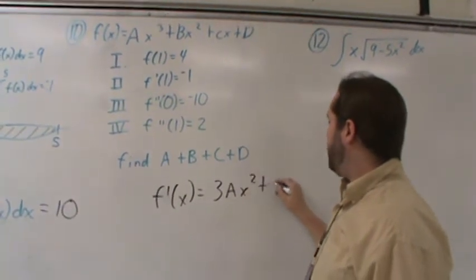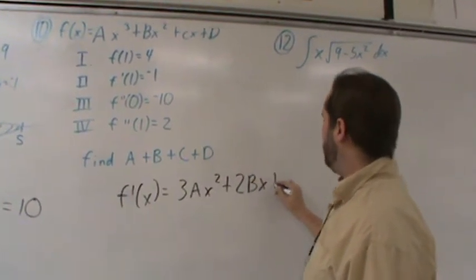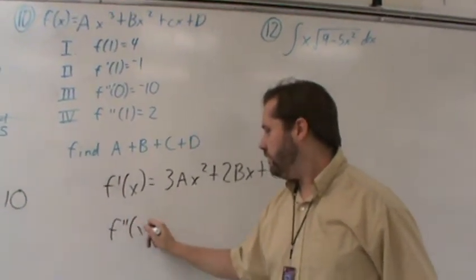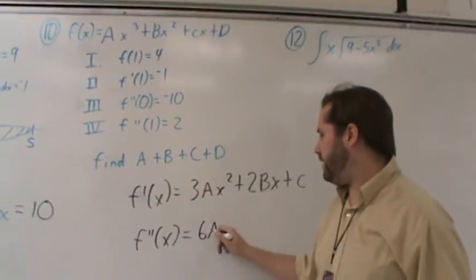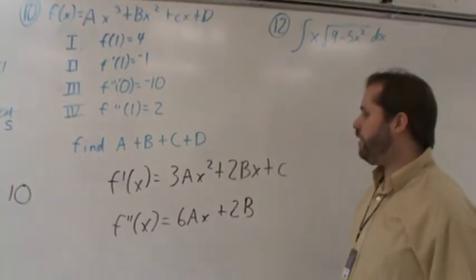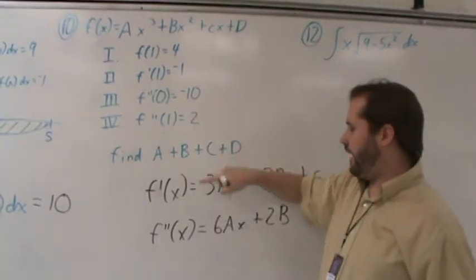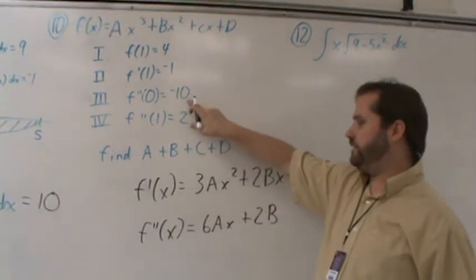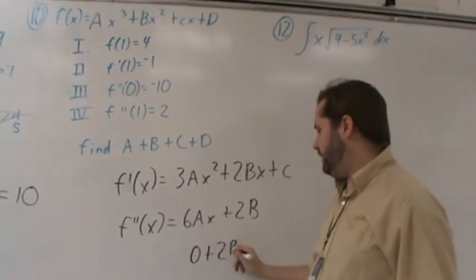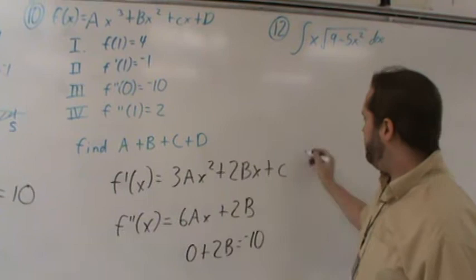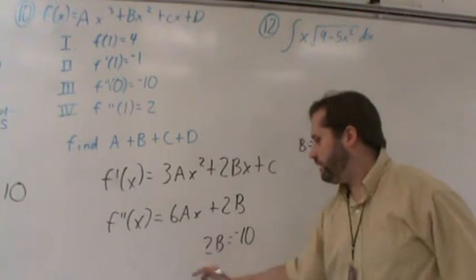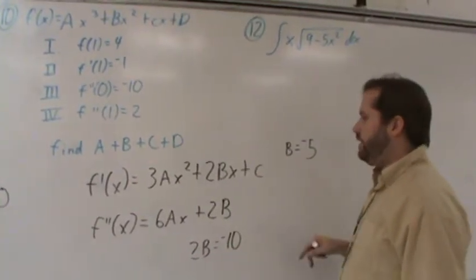3ax squared plus 2bx plus c. The second derivative is going to be 6ax plus 2b. Well, I know that when I plug 0 in for x, my answer's got to be negative 10. So when x equals 0, I get 0 plus 2b equals negative 10. b then must be negative 5, because 2b is negative 10, divided by 2, b is negative 5.